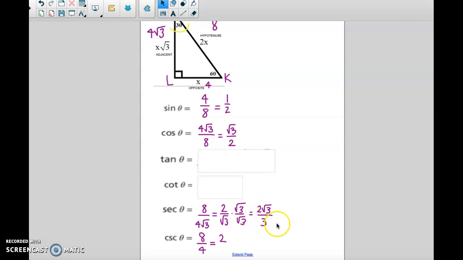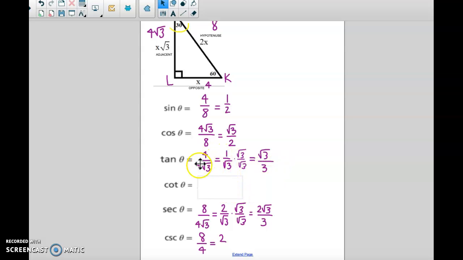My secant ratio. Tangent is opposite, which is 4 over adjacent, 4 square root 3. I have to simplify it. So the 4 over 4 will simplify to 1 over square root 3. And then I have to rationalize it. Multiply both sides by the square root of 3, and we'll be left with square root 3 over 3. No more radical in my denominator. That's what we wanted. Bad here, radical in the denominator. Good here, no radical in the denominator.